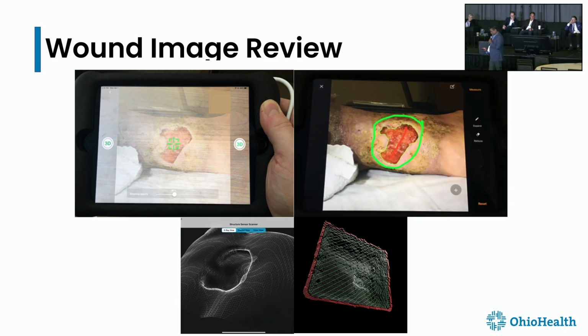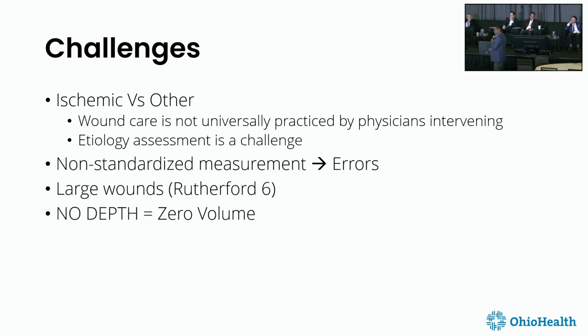It's super easy to do. Despite that, we'll still have errors. Some of the challenges in the clinical trial settings, we've talked about neuropathy, mixed ulcers. This etiology assessment is equally important as measuring the dimensions of the wound itself. Non-standardized measurements in trial settings will lead to errors.